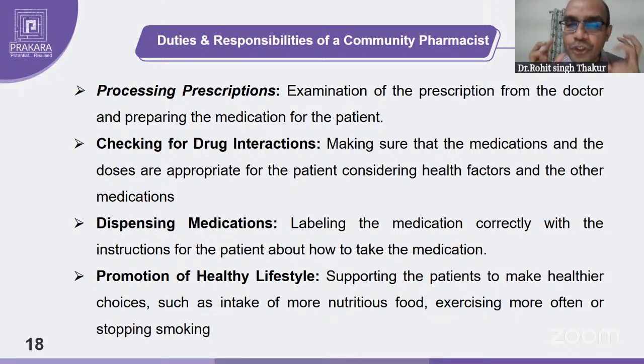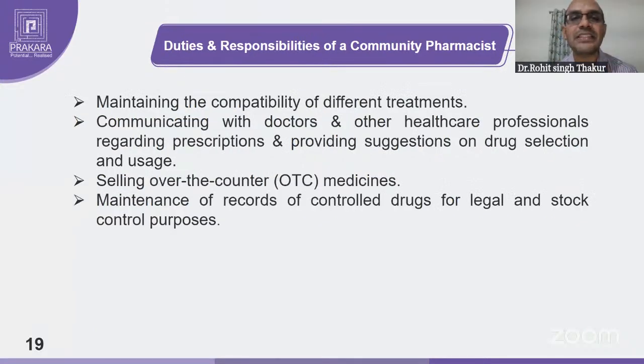But if you want to be a very good community pharmacist, beyond the scope of pharmacy, you have to educate. You have to give friendly advice to your patient as a whole and sole part of your duty and responsibility as a community pharmacist. Please remember, students, you have to also maintain the compatibility of different treatments. Treatment aspects do vary in each and every disease.